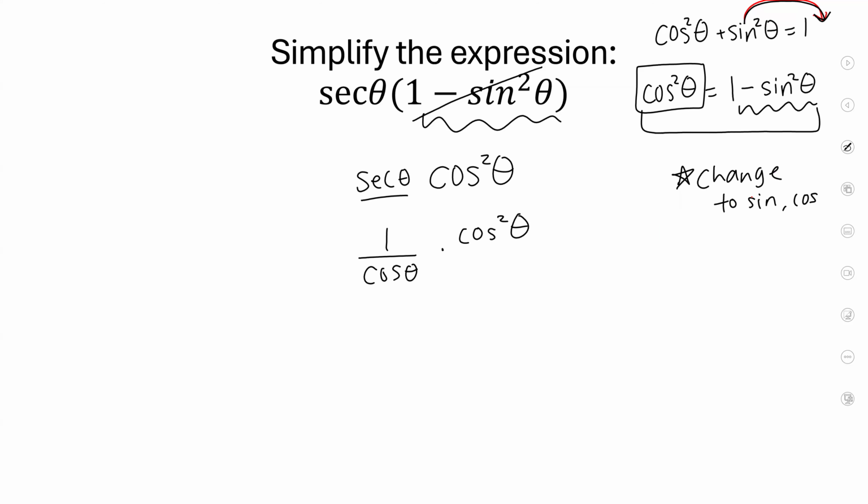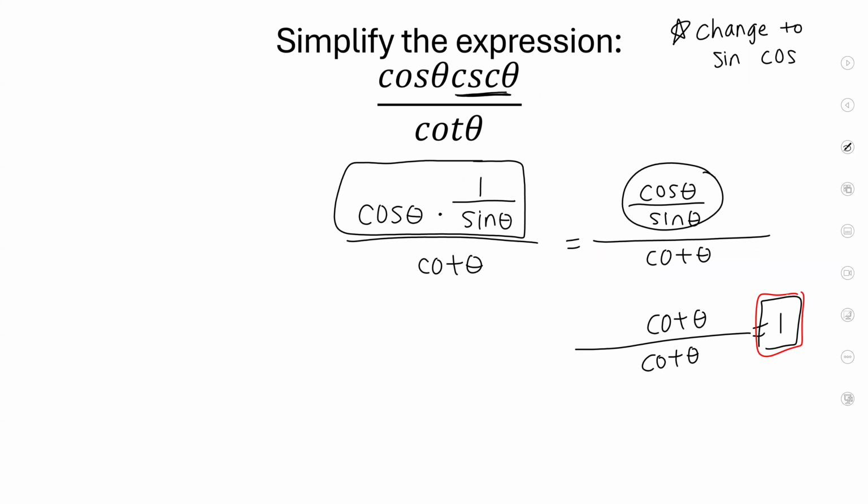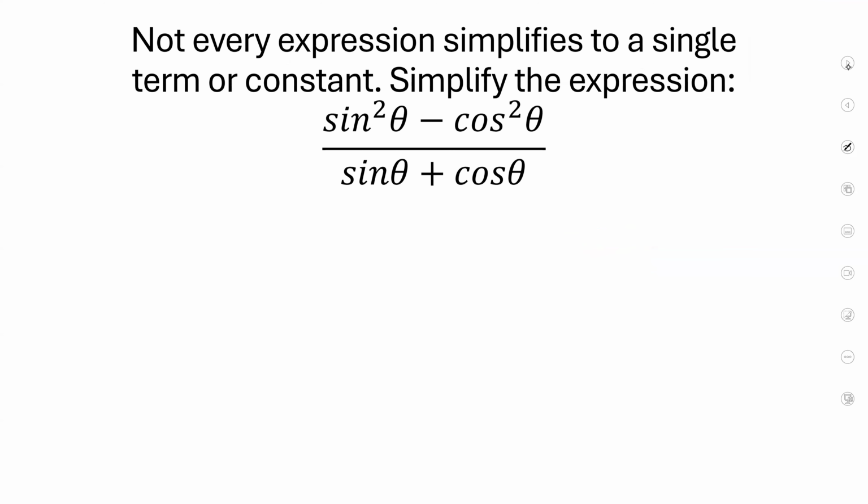So now one of the cosines cancels out with one of the cosines in the denominator. So your answer is just cosine. Your expression will not always simplify to just a single term, or in the previous example, a single constant. Sometimes it won't simplify to just that, okay? So here's an example of something that won't simplify to just a single term or constant.